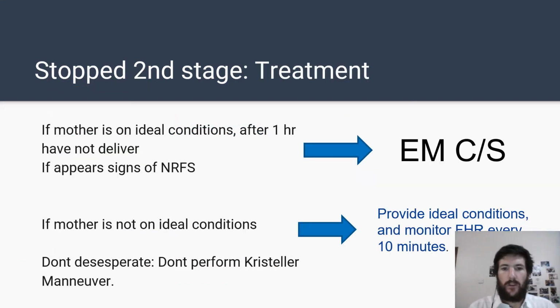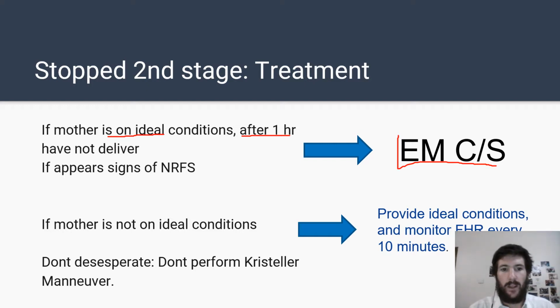So now, continuing with the treatment, if the mother is in ideal conditions, after 1 hour of ideal conditions and the baby has not delivered, it means that we are in a cephalopelvic disproportion. So we need to perform a cesarean section because this baby won't come out, or if the baby comes out, maybe it can come out with a little bit of complications.